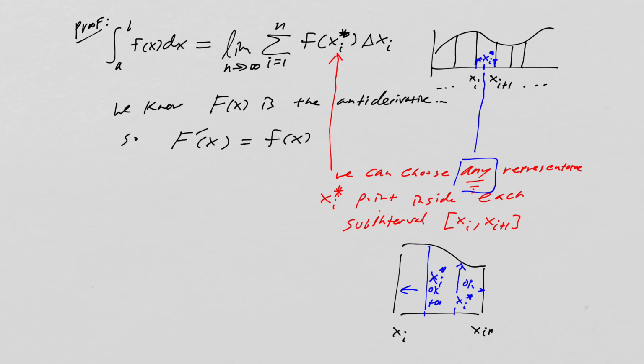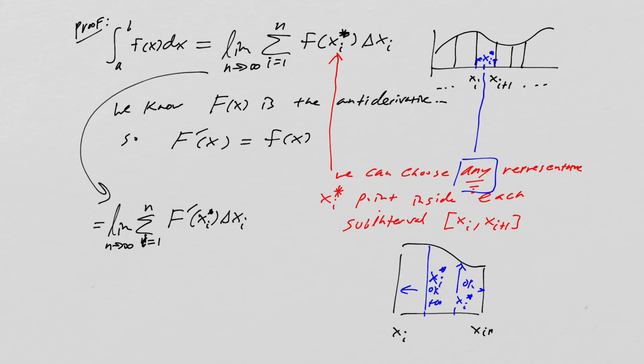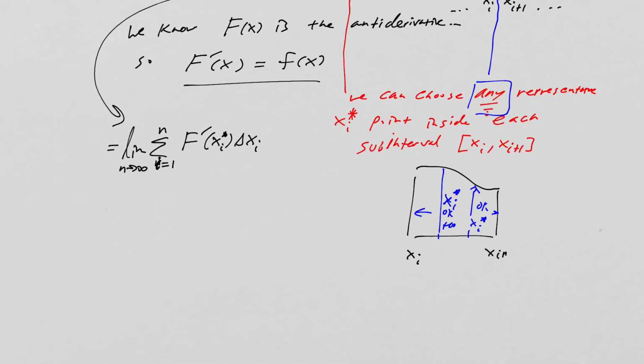So what we can do is now use our fact and then rewrite it as limit n goes to infinity of the sum of i goes from 1 to n, but now we put f prime of xi star times delta xi in there. Okay? All I've done is replaced it based on the definition of what the antiderivative is. The idea that we take the antiderivative, we get little f. Okay, so we've done not very much so far.